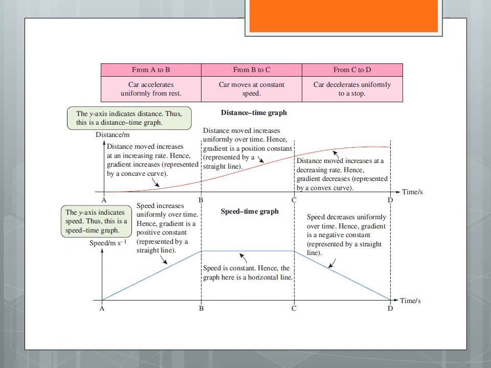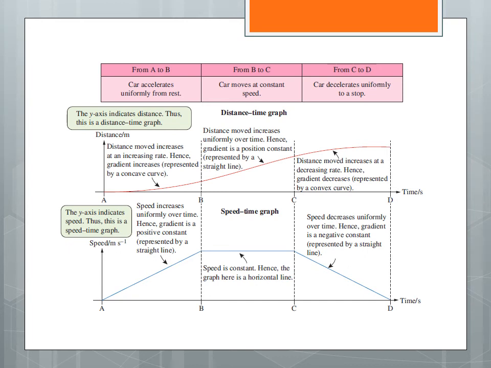Distance moved increases uniformly over time. Hence the gradient is a positive constant, represented by a straight line. Distance moved increases at a decreasing rate. Hence the gradient decreases, represented by a convex curve.